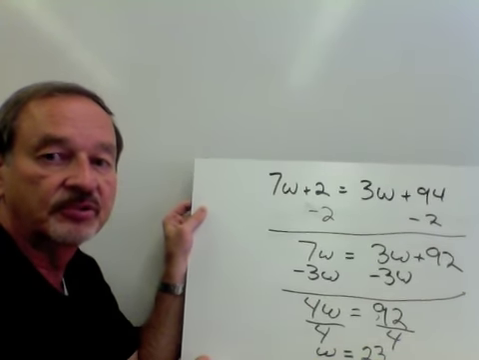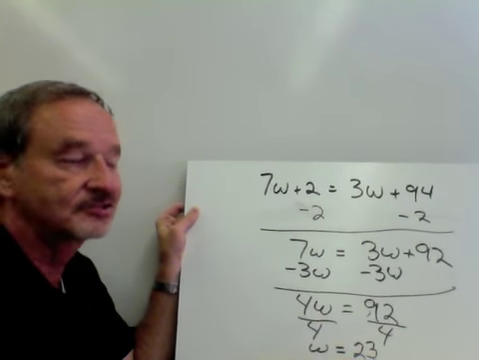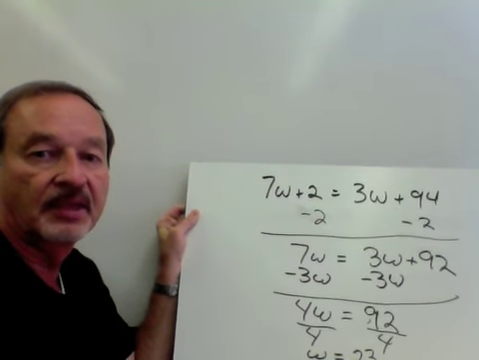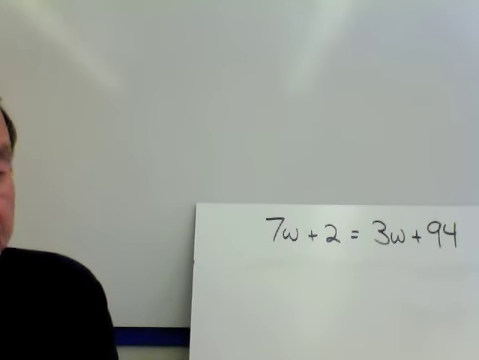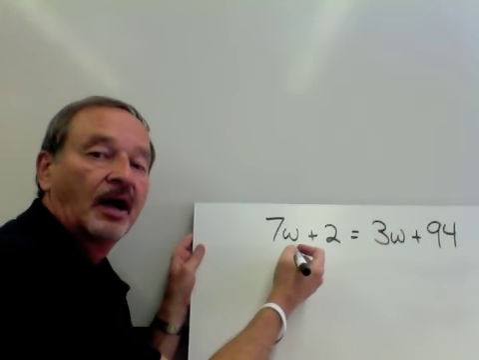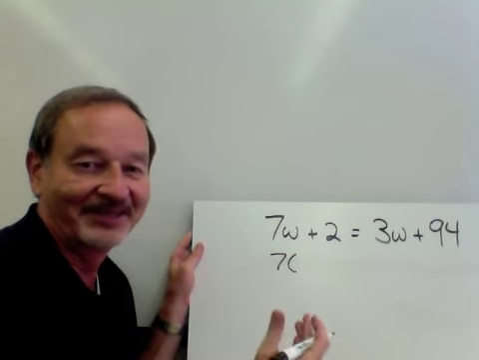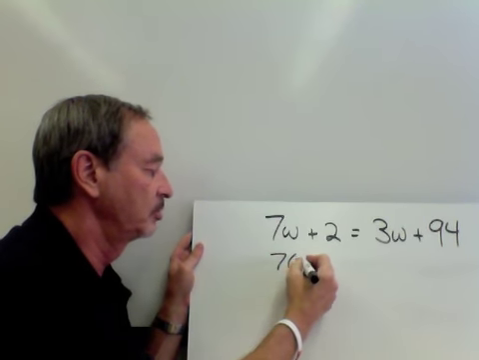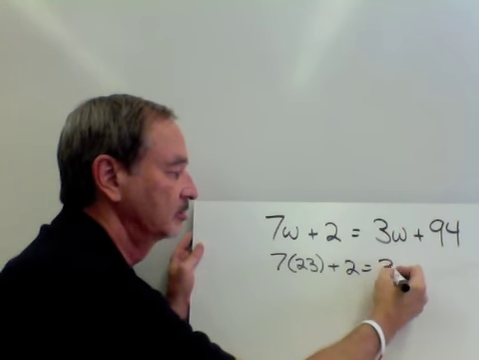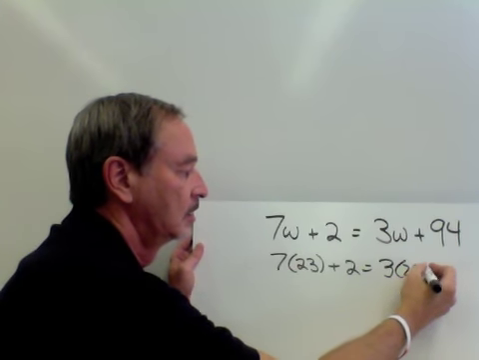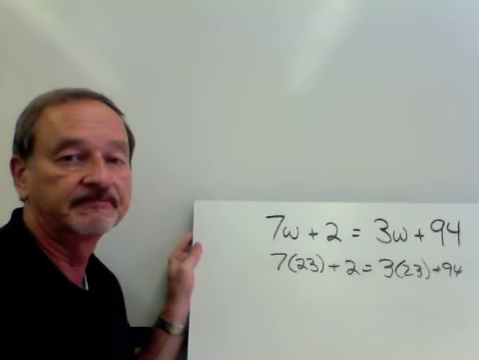Now the cool thing about algebra is you can always check your answer. You can take what you think the value of W is, put it back in the original problem, and see if it works out. So let's do that. I think W is equal to 23, so I'm going to substitute, or plug in. I like the math word substitute better. I'm going to plug in 23 for W on both sides, and I'm just going to make sure that these two end up being the same thing.